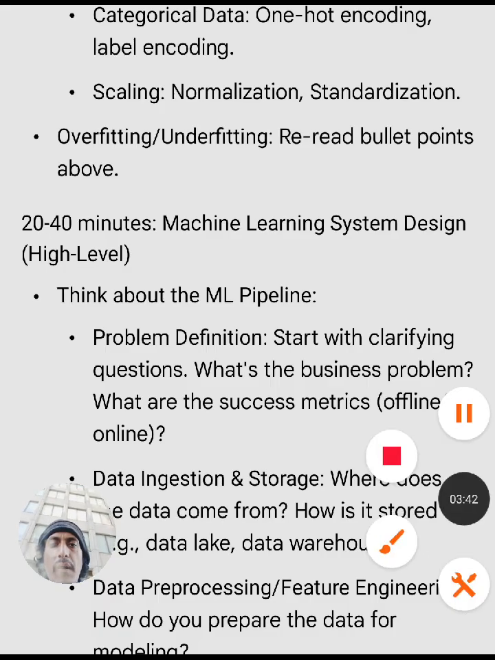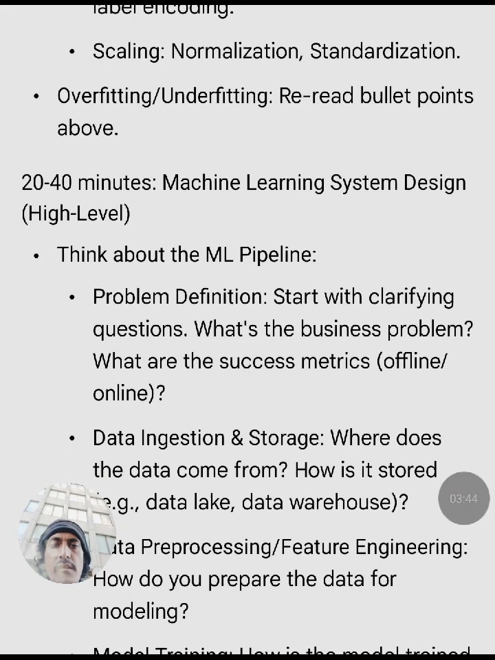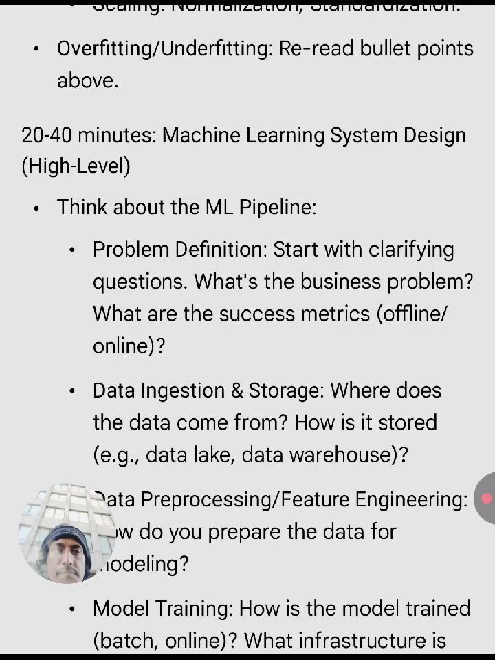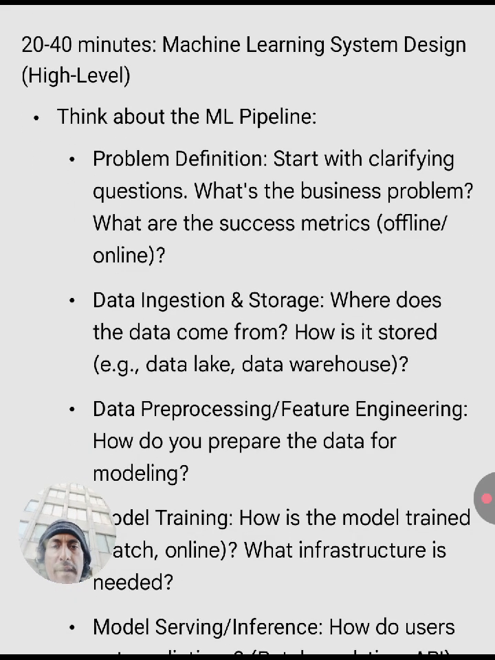So think about the pipeline. First start with the problem definition. Start with clarifying questions. What's the business problem? What are the success metrics? Are you going offline or are you going online? Then I have data ingestion and storage. Where does the data come from? Where do we store it? Data lake, data warehouse. What are the options we are choosing and why?